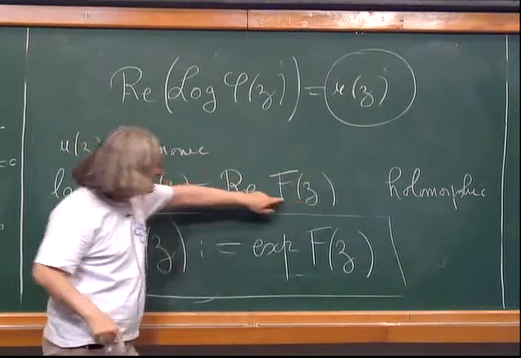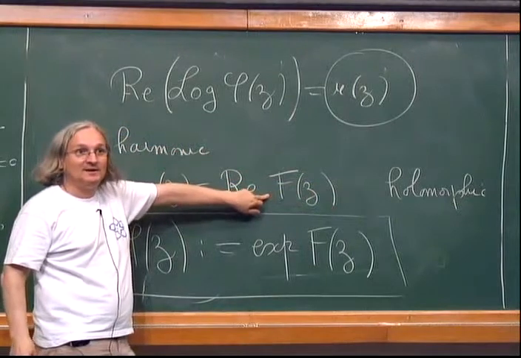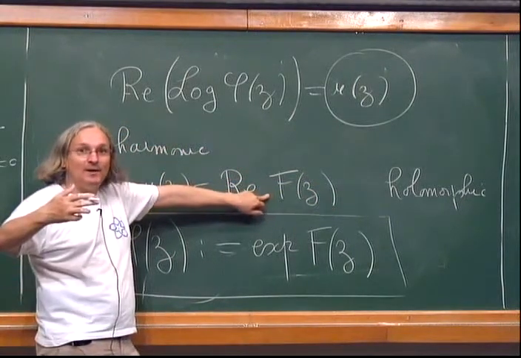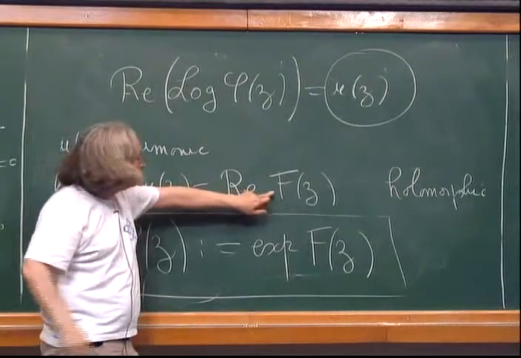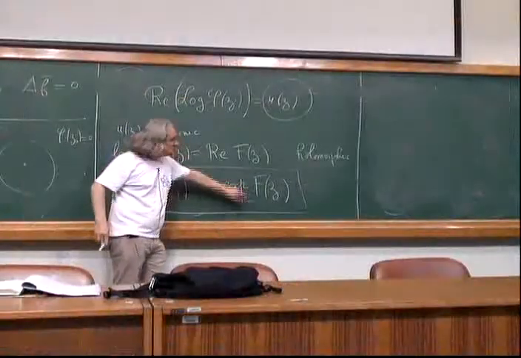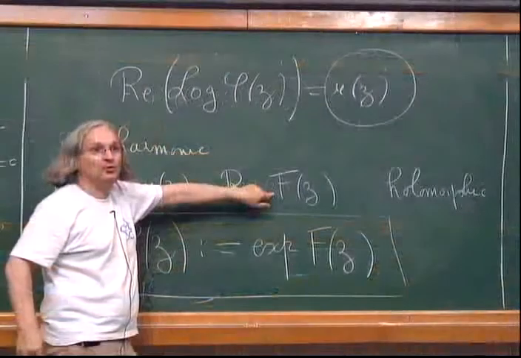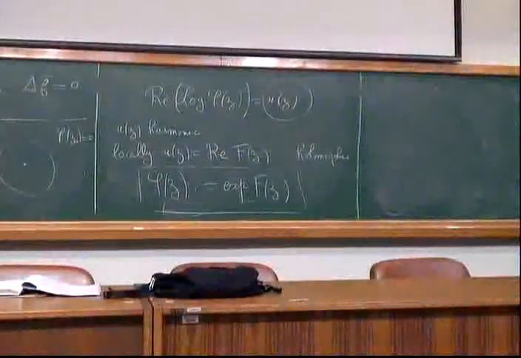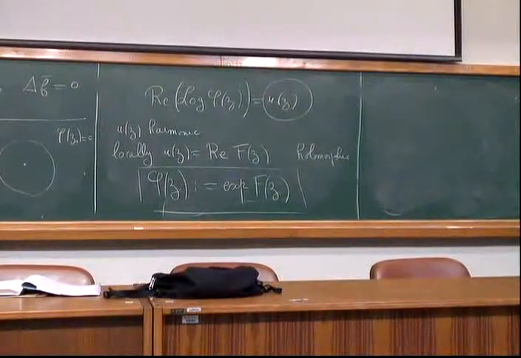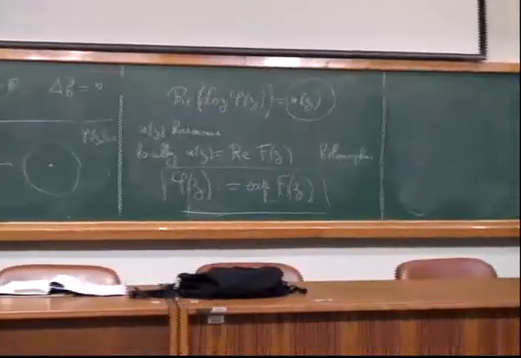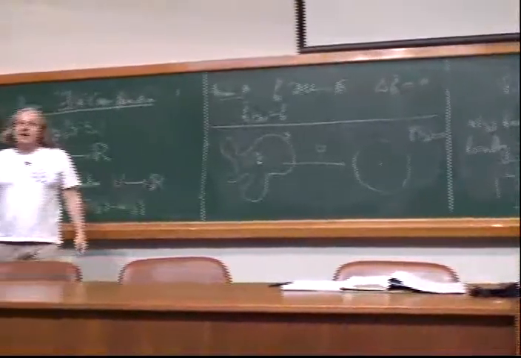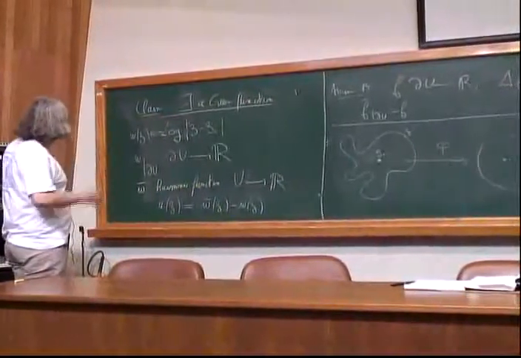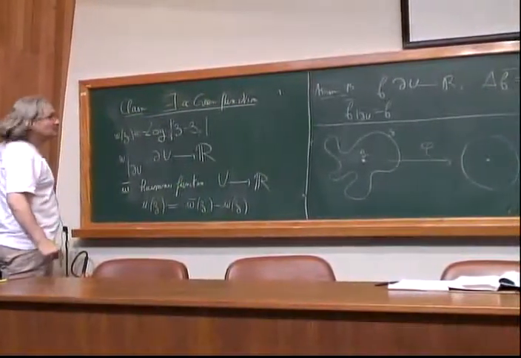So this function f of z is not well defined. It's defined up to a multiple of 2i pi. But this ambiguity of 2i pi is destroyed when I take the exponential. So even though f of z is not well defined, its exponential is well defined. And indeed, this gives a holomorphic function phi from the domain to the disk, which satisfies theorem A.